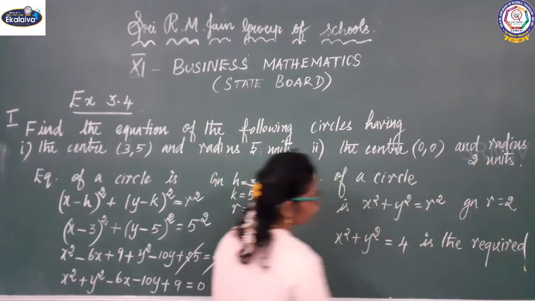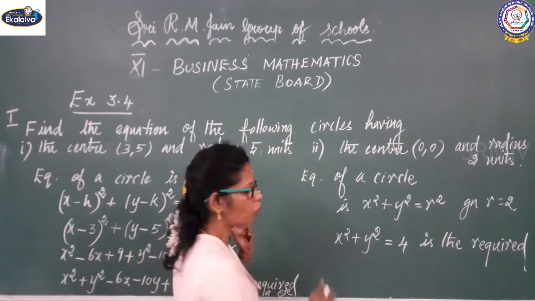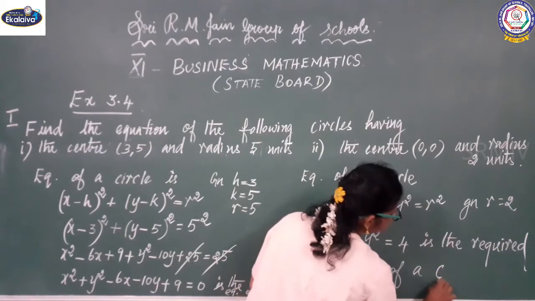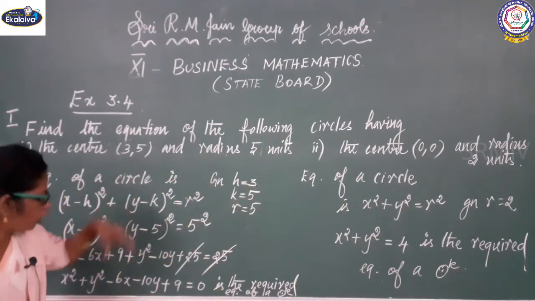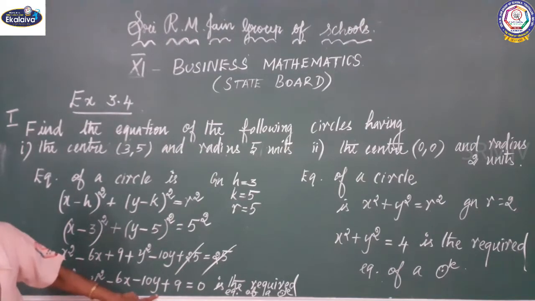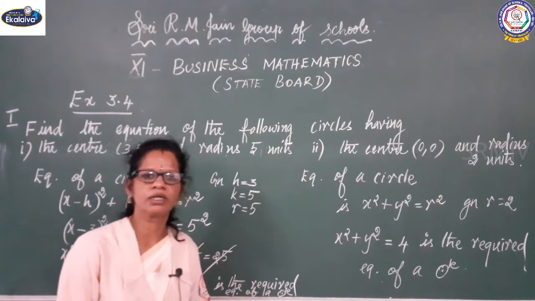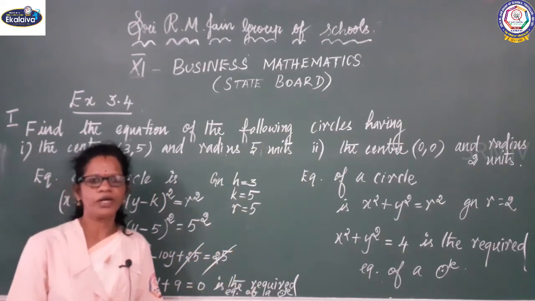Now you understand the difference between the center being the origin and the center being another point. Required equation of a circle. See, if the center is 3, 5, this is how the equation of the circle is. If the center is the origin, this is how the equation of the circle is. Now you understood the difference between these two. Got it, children?